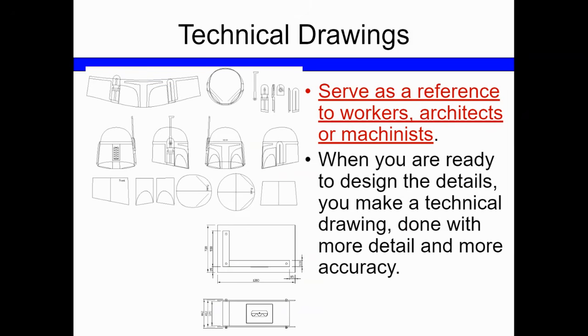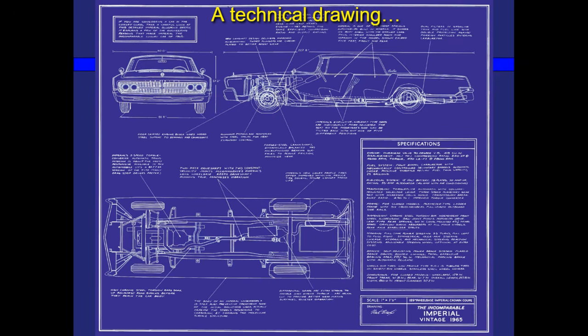Technical drawings serve as reference to workers, architects, or machinists. When you do a technical drawing, you're putting in measurements, generally the sizes that things need to be, and all of the different aspects that somebody who is going to build that product or project would need. So when you're ready to design the details, you make a technical drawing done with more detail and more accuracy. Here's an example of a car's technical drawing.